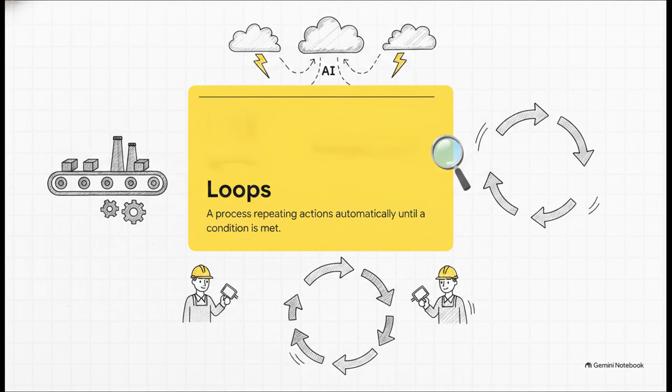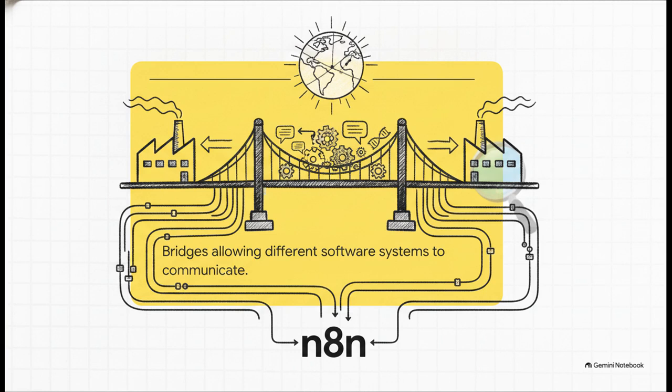Next up, we have loops. These are basically your tireless factory workers. When you're dealing with massive arrays of data coming in from those webhooks, n8n's loop nodes let you process that data in batches. A loop will iterate through thousands of rows sequentially until a specific condition is met. It just chews through massive datasets, doing the grueling, repetitive tasks over and over, so you literally never have to do them manually again.